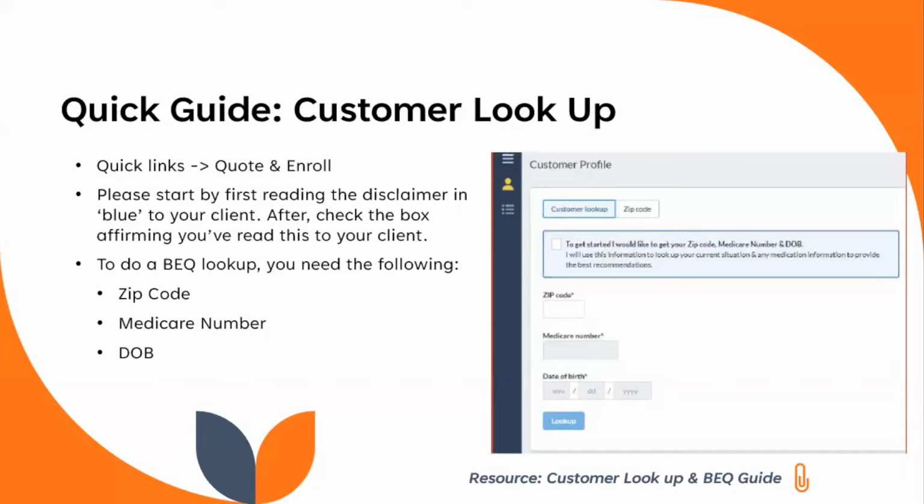Like I said, in order to pull up their current status, you need their zip code, their Medicare number, and their date of birth. I also threw in another resource in there, so that's a nice attachment. You have a quick guide of how to do this customer lookup feature, but it's pretty simple. Just go to quote and enroll, customer lookup, enter that information, and it should pull up what the customer status is. All right, so moving on.